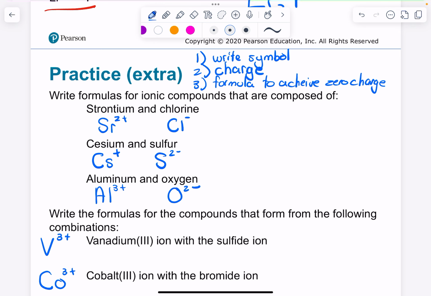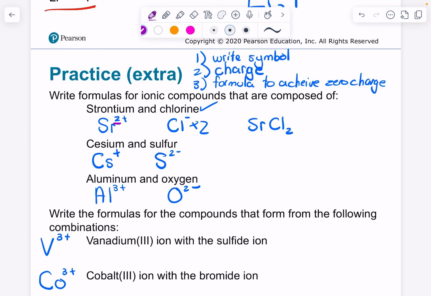I'm not sure why I'm doing all of these, like doing the charges and the symbols first before I do the formulas, but it's fine. We'll go ahead and pause here and do the formulas. Okay, so for strontium and chlorine, we're going to have 2 chlorines for every 1 strontium. So that's going to be SrCl2. And you can do that charge crossing thing if you want.